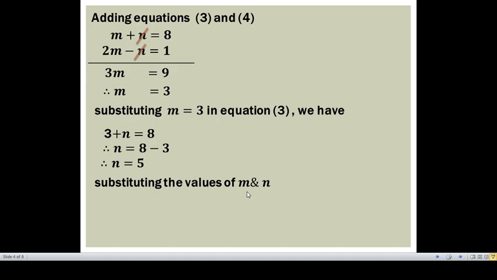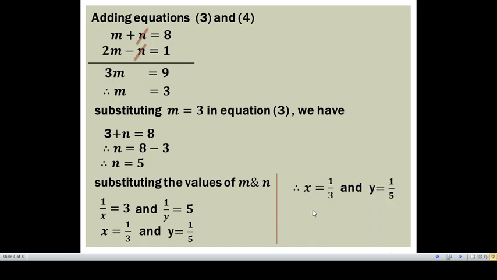Substituting the values of m and n in the original variables, 1 upon x is equal to m, that is 3, and 1 upon y is equal to 5. So x is equal to 1 upon 3 and y is equal to 1 upon 5, by taking reciprocals on both sides. Therefore x is equal to 1 upon 3 and y is equal to 1 upon 5 is the solution of the given simultaneous equations. Now consider another example.